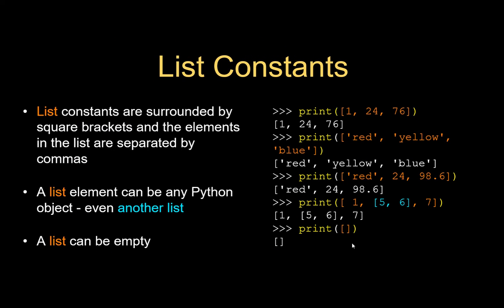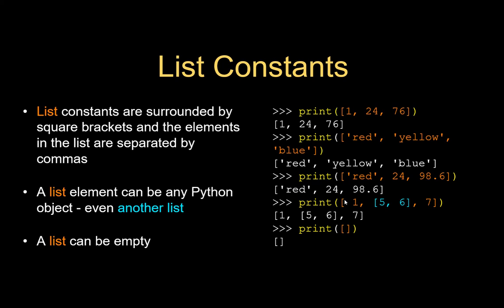In this slide we are going to talk about the list constant. For example, we can have a list of 3 integers. If we print it, we will get these 3 integers. We can have a list of strings. Here we have a list that has red, yellow, blue, and they are all in single quotation marks, thus they are strings. When we print it, we of course get red, yellow, blue.